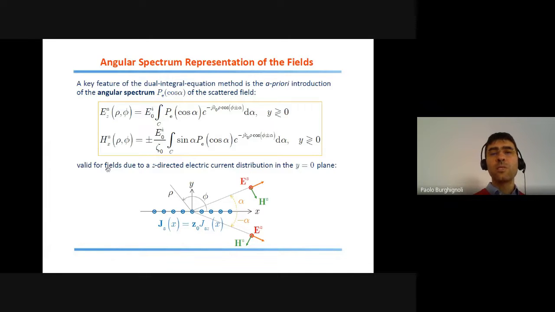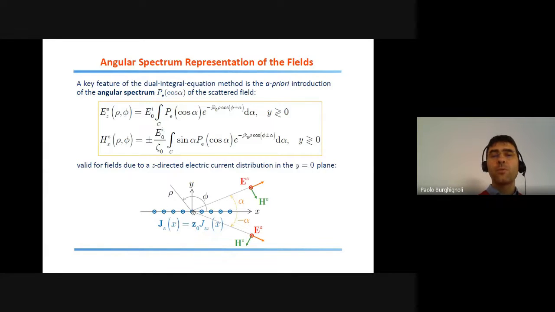So this representation basically tells us that if you observe the current that flows on the perfectly conducting half plane, and in particular, more generally, if you have a current that lies on the plane y equals 0 and is directed along the z-axis, as you can see in the drawing below, where the current is represented by those dotted circles, because the current flows parallel to the z-axis in the direction of the observer, that is, it is orthogonal to the plane of the drawing, then those currents will produce waves, elementary plane waves, that will propagate along any angle alpha.